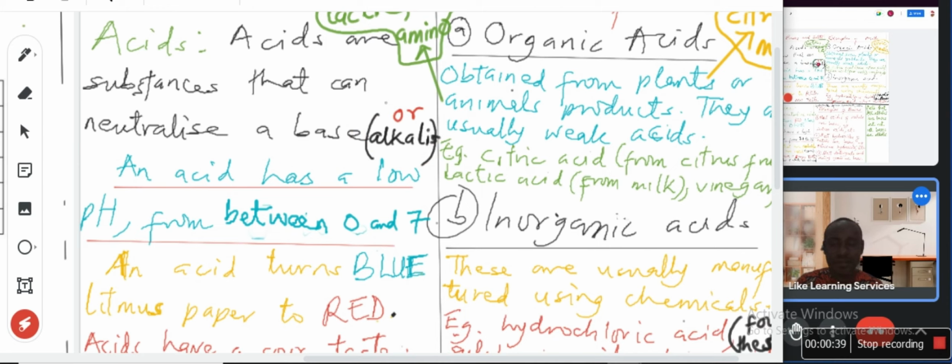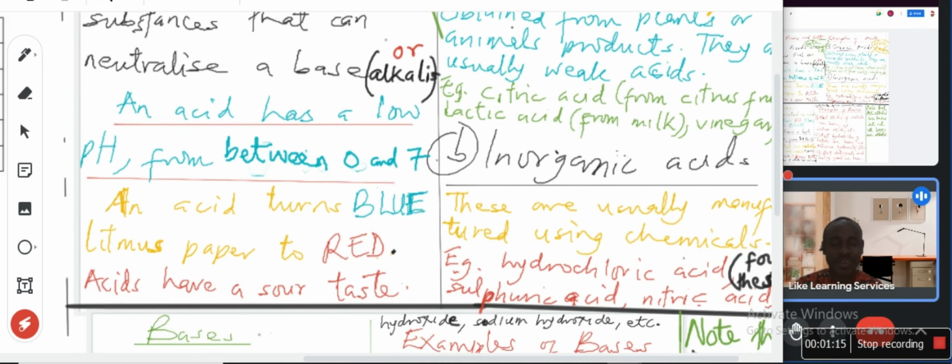You know, of course, an acid has a low pH, between 0 and 7. Do you know what pH is? It helps us to tell the acid level or the alkaline level of a substance. A pH between 0 and 7 is acid. 7 is neutral. From 7.1 to 14 is base. Anyway, we will look at all that.